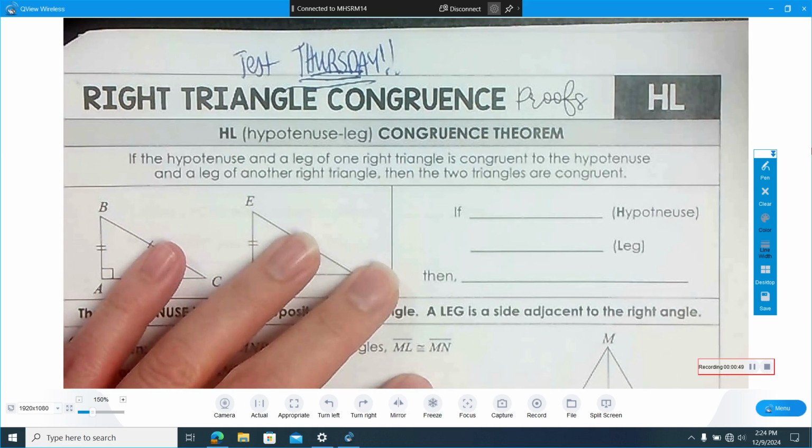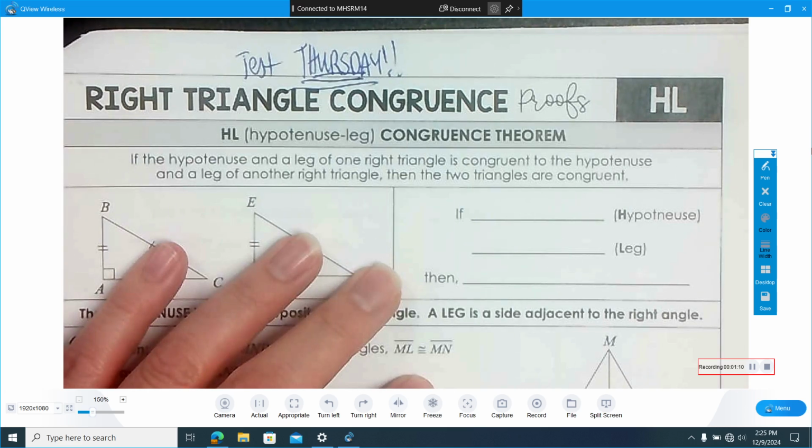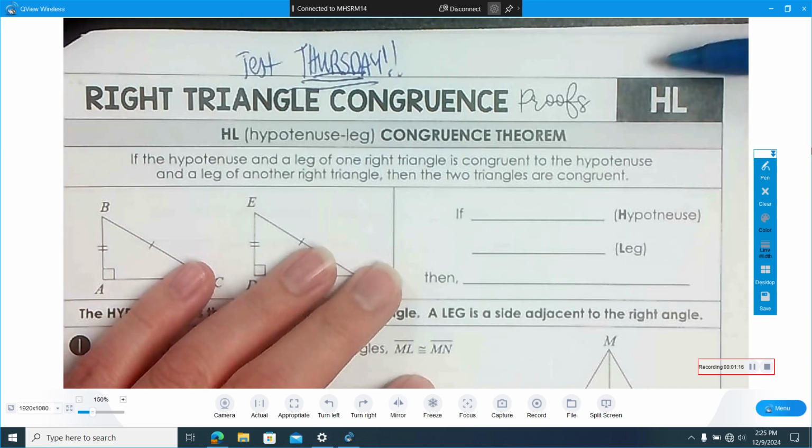The sub will pass out an extra credit assignment if you choose to do so, okay? That extra credit assignment will be due on Friday at the latest. You can finish it Thursday, and once you finish your testing, if you have time, you could work on that extra credit and get it turned in on Thursday, okay? Or Friday.